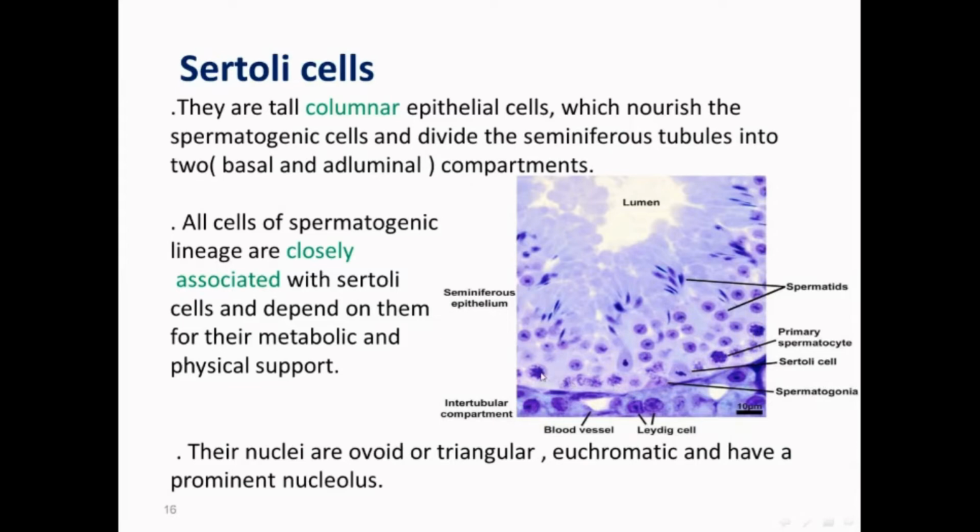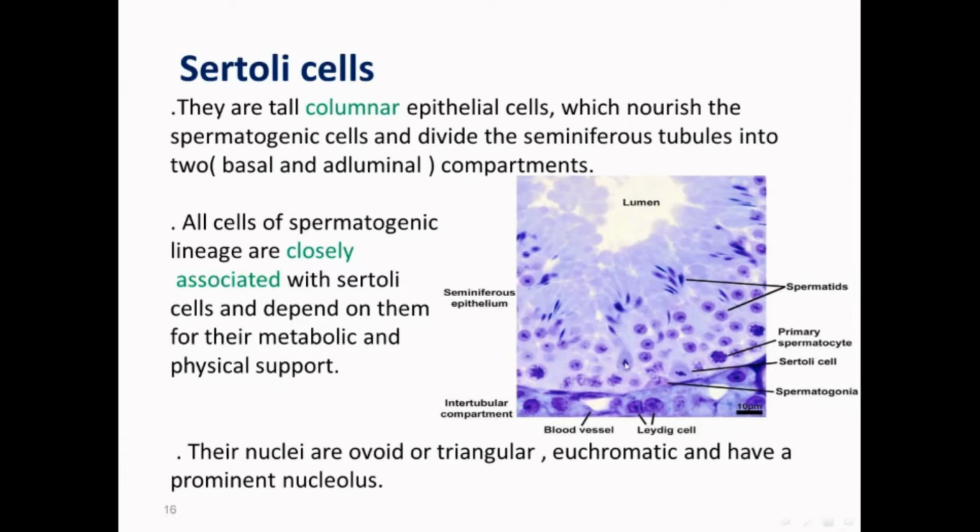Secondary spermatocytes do not appear in the section because they don't last long and rapidly change into the spermatids. These are the spermatids at different stages of development. Then they should reach the fully developed stage, which is the spermatozoa, and be released into the lumen.